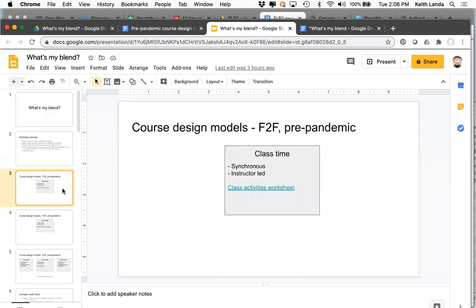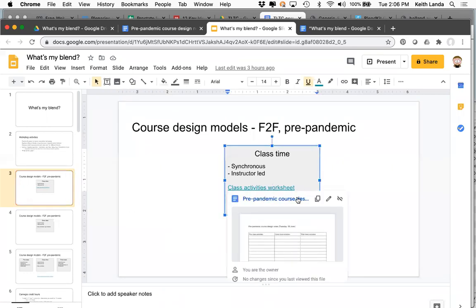By and large, our class times are instructor-led or instructor-directed. But beyond that, there is some variation. So I want to start off with a little activity here.